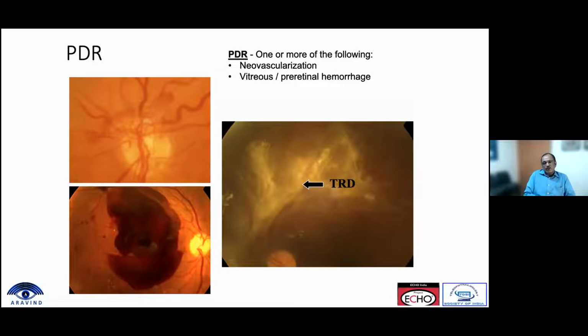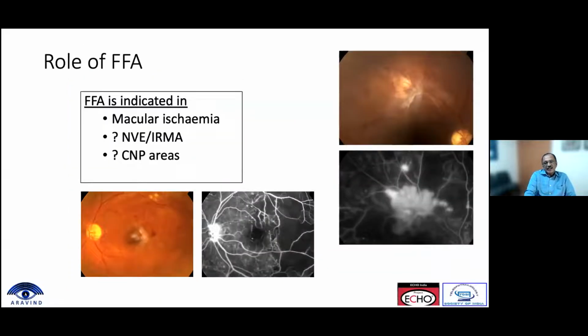As you know, these new vessels are just endothelial tubes. They do not have all the three layers of the normal blood vessels. So they rupture easily, causing vitreous or a pre-retinal hemorrhage, and subsequently, because of the fibrous proliferation, leading to tractional retinal detachment.